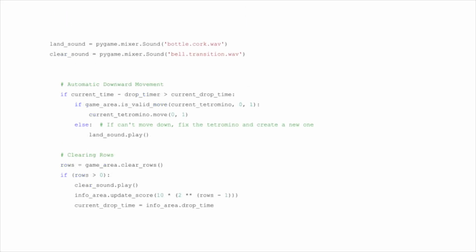Next, we're adding sound effects to enrich the player experience. Using PyGame's mixer module, we introduce distinct sounds for key moments: a cork pop when a Tetramino lands, and a bell chime as rows are cleared. These sounds will be triggered in our game loop.